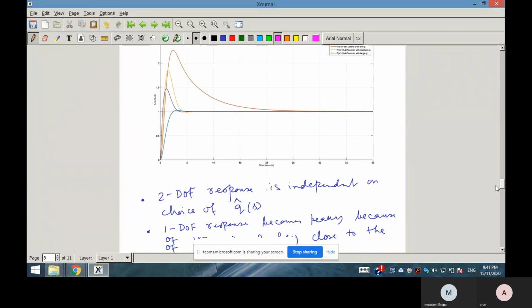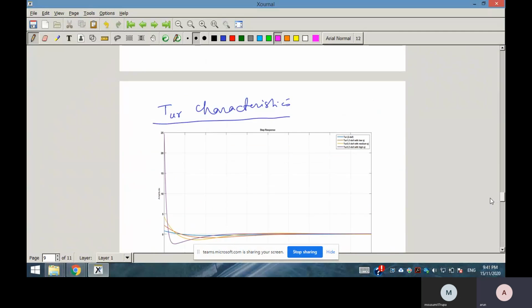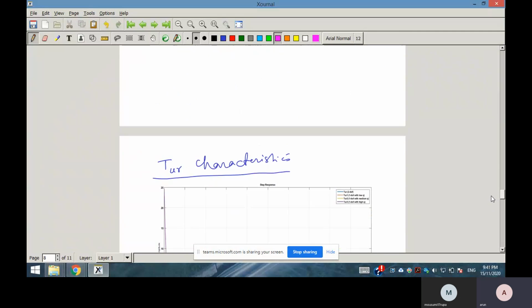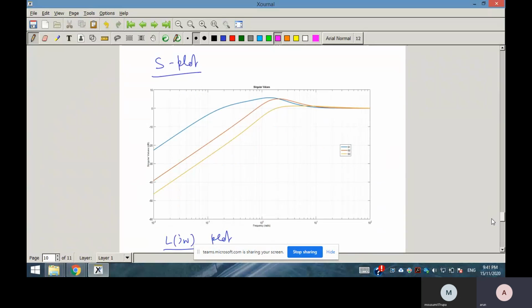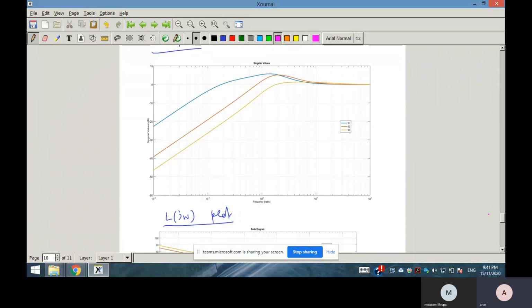Thus the choice of this Q hat is very important, and Q hat should not be far away from the imaginary axis, should not be close to the imaginary axis, and how Q hat has to be chosen, that is an iterative process. As we have seen here, you have to plot S, you have to plot the loop, and you have to post check whether the sensitivity peak is less than 2. MS should be less than 2 for a good design.